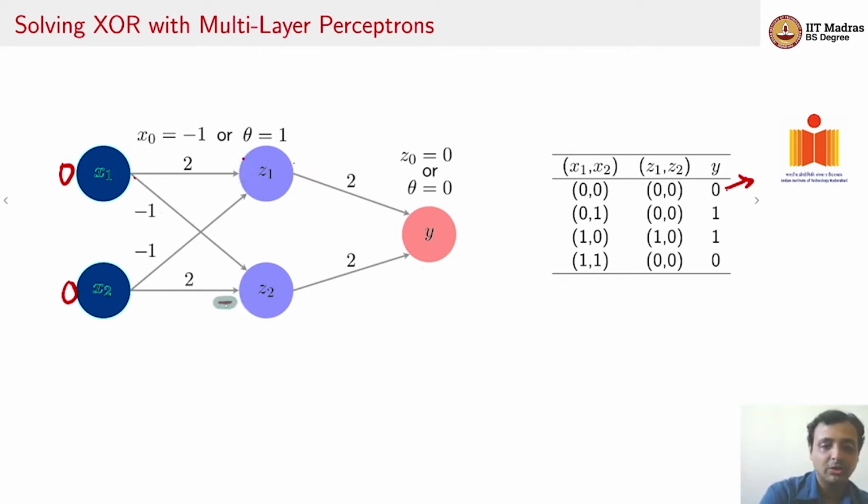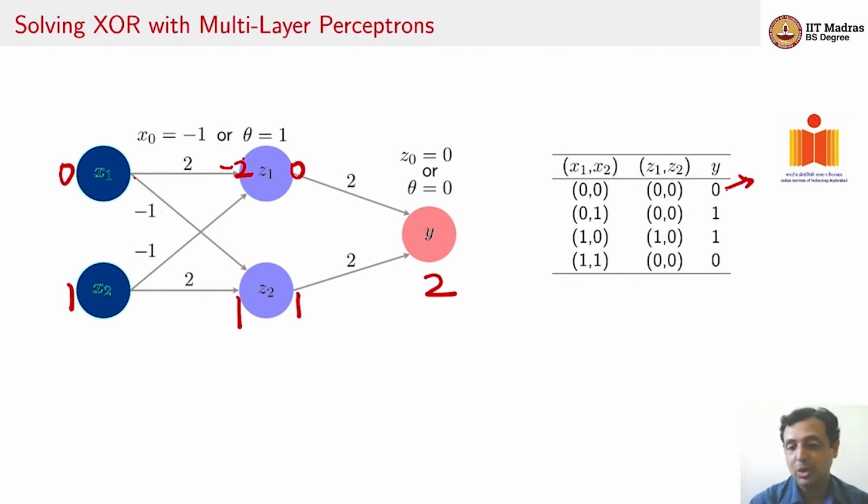Let's take the second case now and see how that works out. Let's consider your input now to be 0 and 1. If that be the case, your Z1 is going to get a 0 and a -1 and a -1, which would turn out to be -2, which means the output would be 0. And let's see what Z2 would get. Z2 would get a 0 and a 2 and a -1, which would be 1, which means the output of Z2 will be 1, which means you're going to get an output of 2 times 0 plus 2 times 1, plus 2 times 0, which corresponds to a 1.